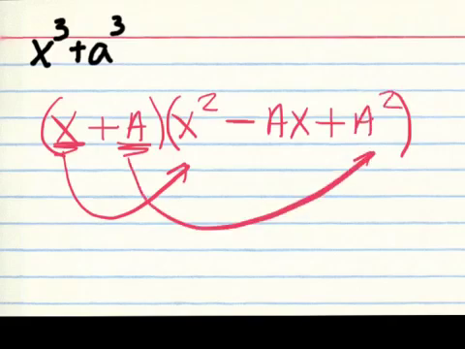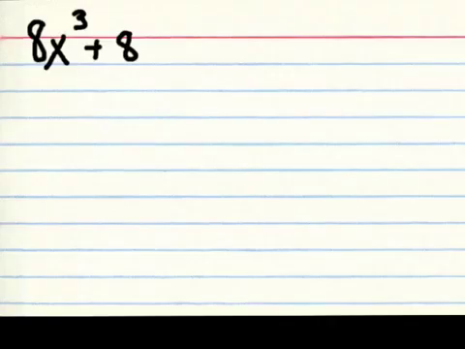Example 4. 8x to the third. Whenever you have a number and a variable together, see if each one separately is a perfect cube. Of course, we know 8 is a perfect cube. x cubed is a perfect cube, and also on the back end you have 8, which is a perfect cube. Always look to see if you can factor something out whenever you have a number out front and a number at the back end. What can I take out of both of them?